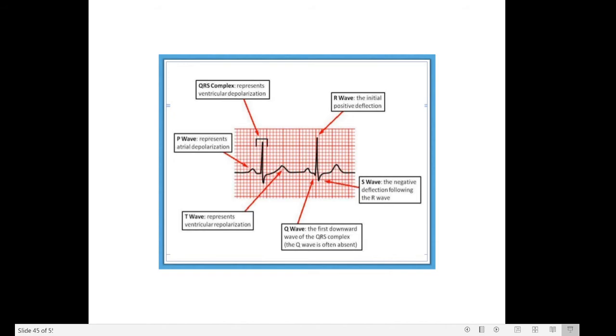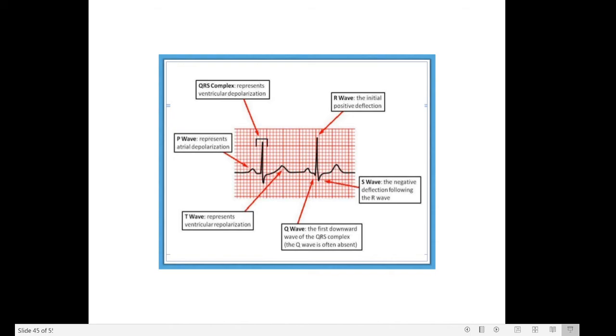In the second rhythm, we obtain the Q wave, the first downward wave of the QRS complex. Then the R wave, the initial positive deflection. Then the S wave, that is a negative deflection. R wave is the positive deflection, S wave is the negative deflection. It's a very very important thing, the order: P wave, QRS complex, T wave. Q wave, then R wave, and only then we obtain the S wave.